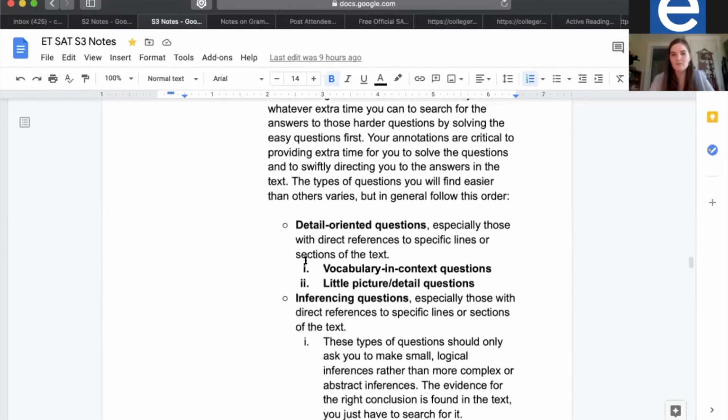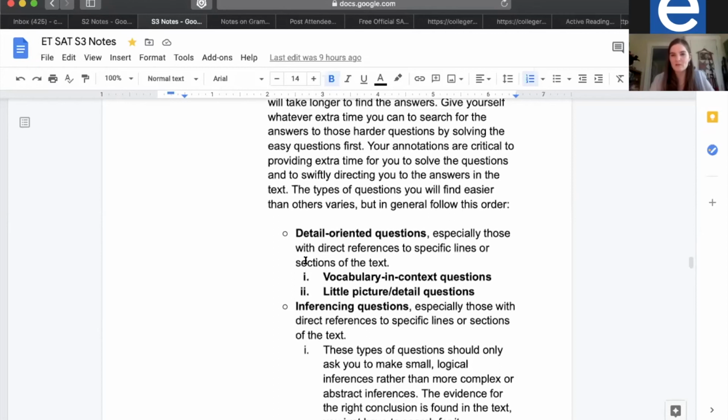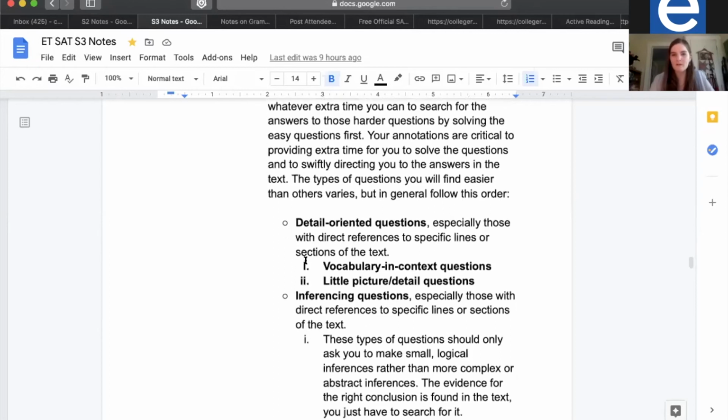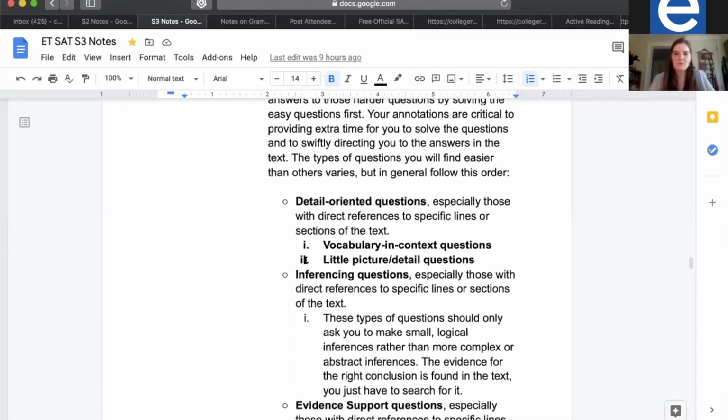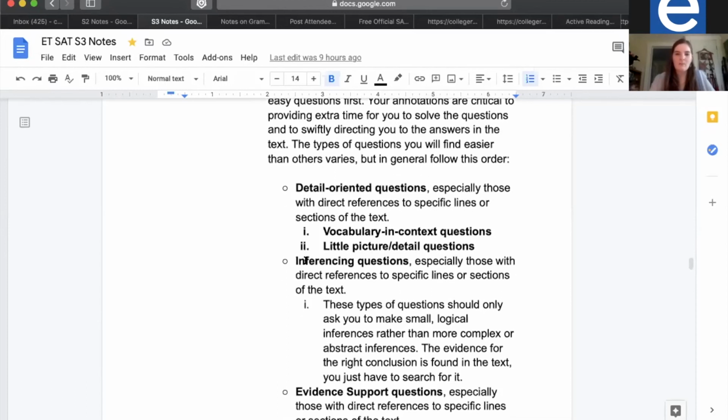You want to give yourself as much extra time as you can in answering questions. Annotations are critical to give you extra time, and they can swiftly direct you to where to go in the passage so you can find it more quickly and move on faster. Okay.